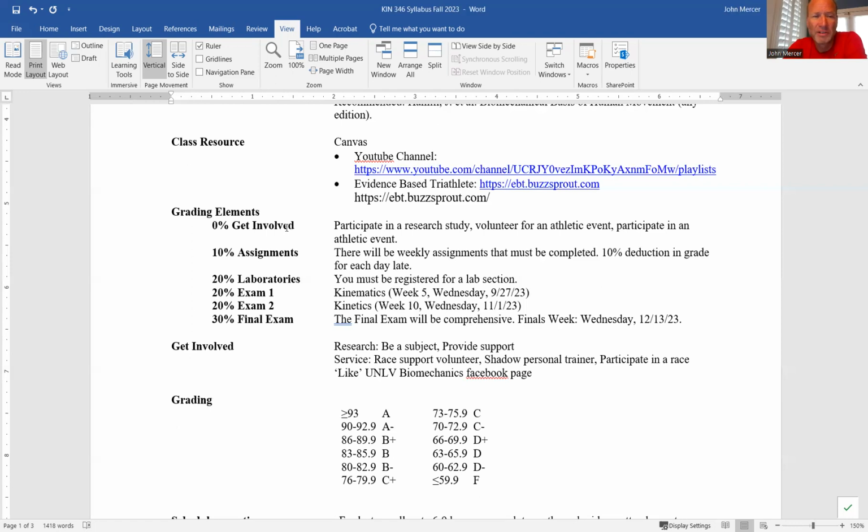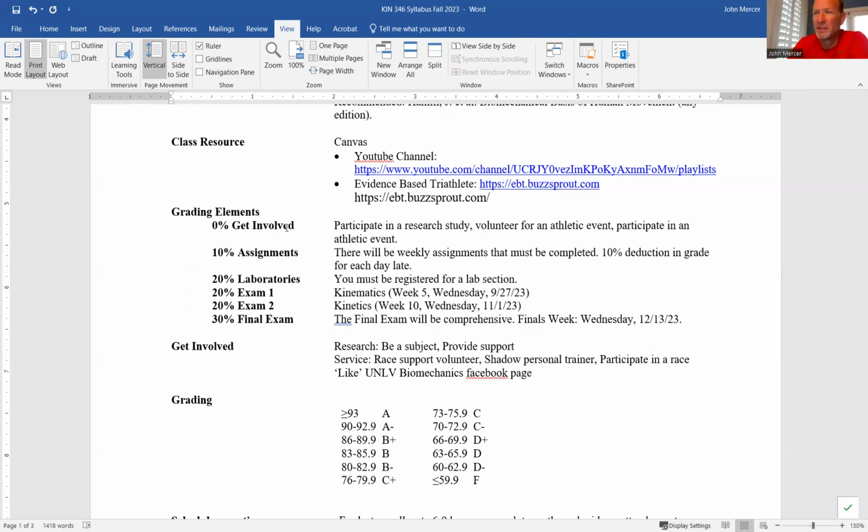You'll have two exams during the semester, exam 1 and 2. The first exam will be focused on kinematics, the second exam on kinetics. The dates for the exams are listed there. And then we'll have a final exam, which will include everything throughout the semester. So even the material after week 10, which will be primarily work, energy, power. And we do our final exam on Wednesday of finals week.